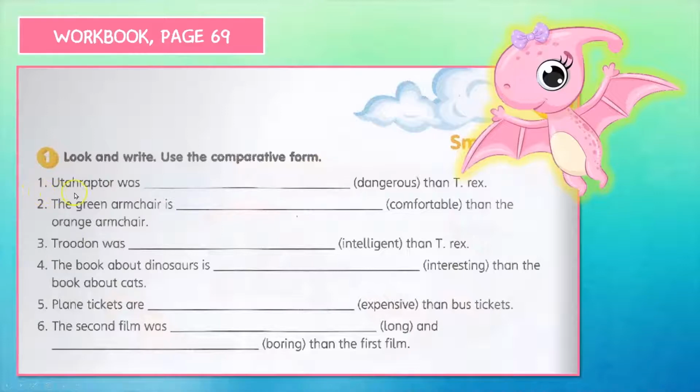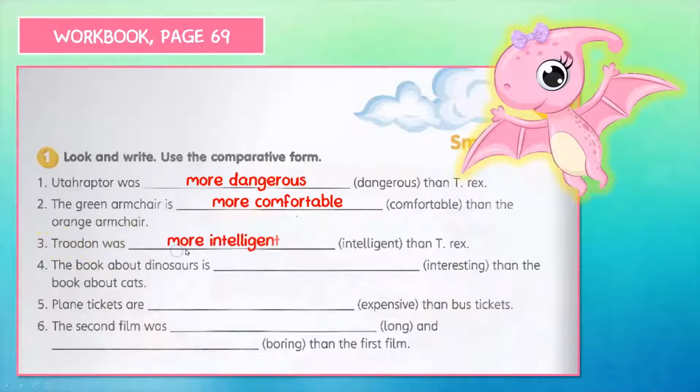Number 1. Utah raptor was more dangerous than T-Rex. Number 2. The green armchair is more comfortable than the orange armchair. Number 3. Troodon was more intelligent than T-Rex. And number 4. The book about dinosaurs is more interesting than the book about cats.